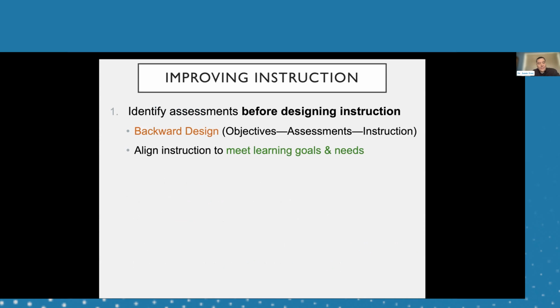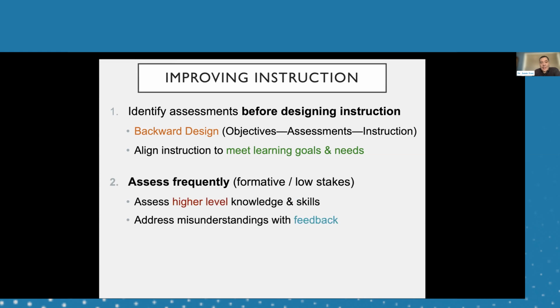All right, and then finally for improving instruction, again some general literature recommendations. Identify your assessments before designing the instruction. There's a design method called backward design, where we start with our learning objectives, we pick our assessments, and then we develop our instruction. So make sure we align instruction to meet our learning goals and the needs of the course. Again, just assess frequently.